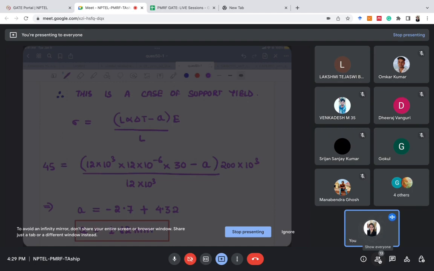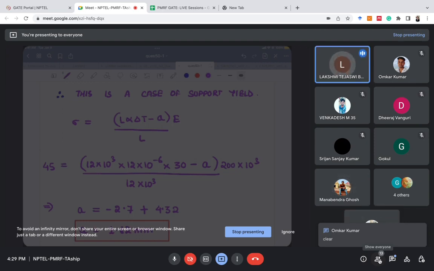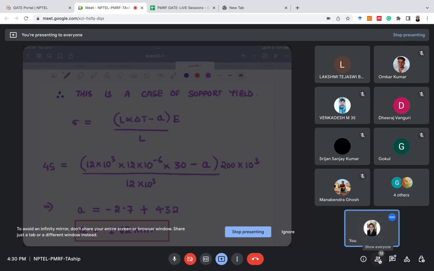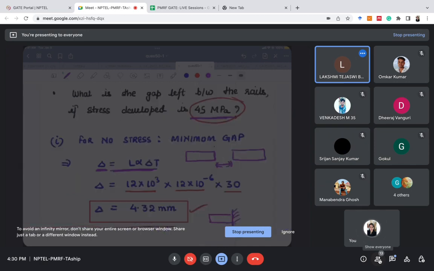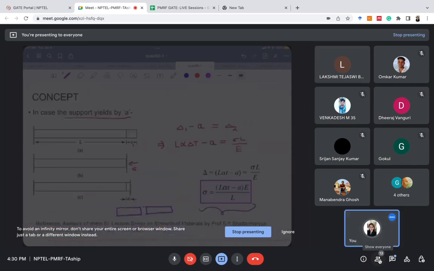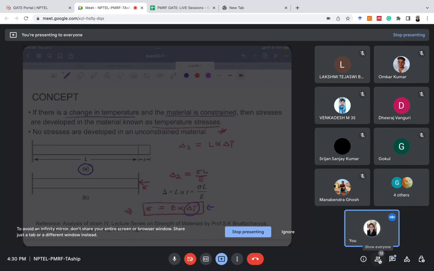Is it okay? Yes, ma'am. What if we are asked to find the stress in that particular rail, for which the extension is not actually given? What do you mean by extension? Delta, ma'am. Okay, that is given. If you are asked the value of stress, then they would give you whether there is a gap or not.